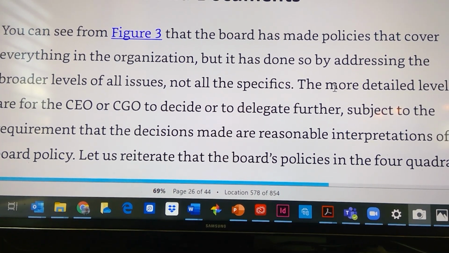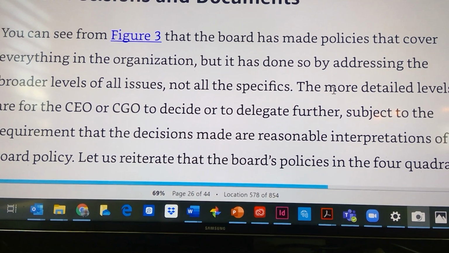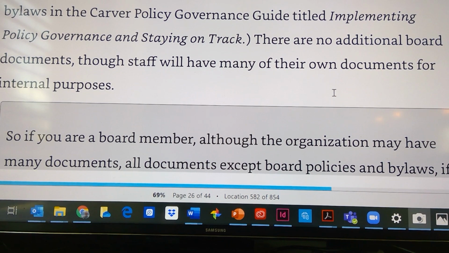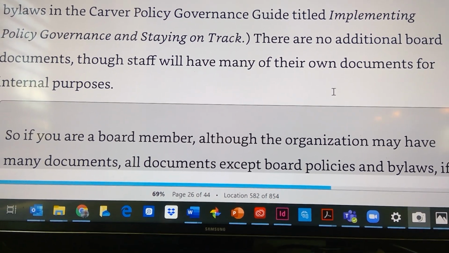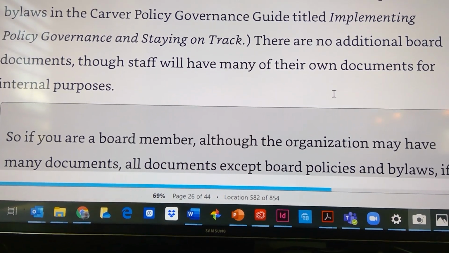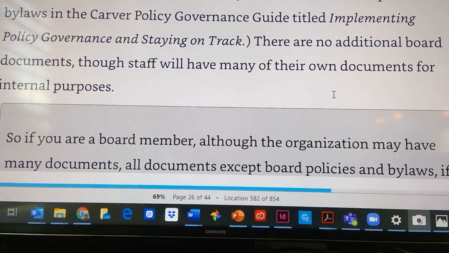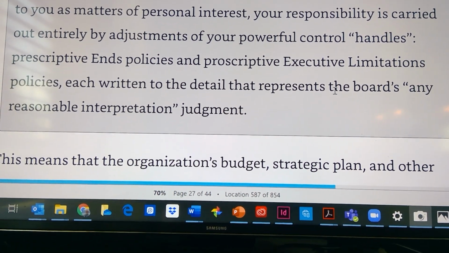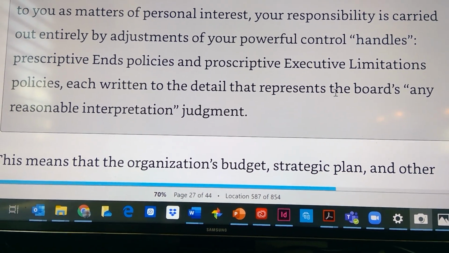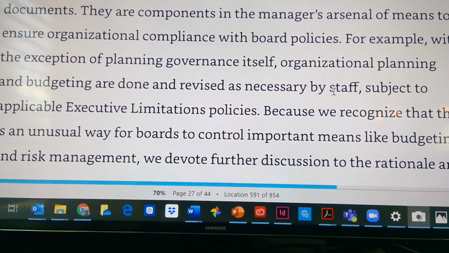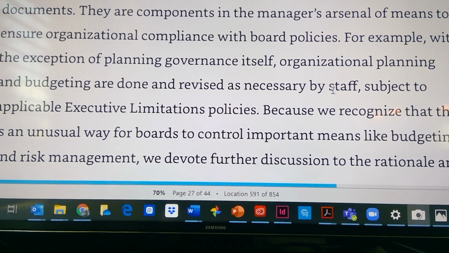Let us reiterate that the board's policies in the fourth quadrant of the circle are all the board has to say. We discussed the exception of the bylaws in his other book here. There are no additional board documents, though. Staff will have many of their own documents for internal purposes. So let's move on here. This means that the organization's budget, strategic plan, and other documents commonly embraced by the board are really management's documents.